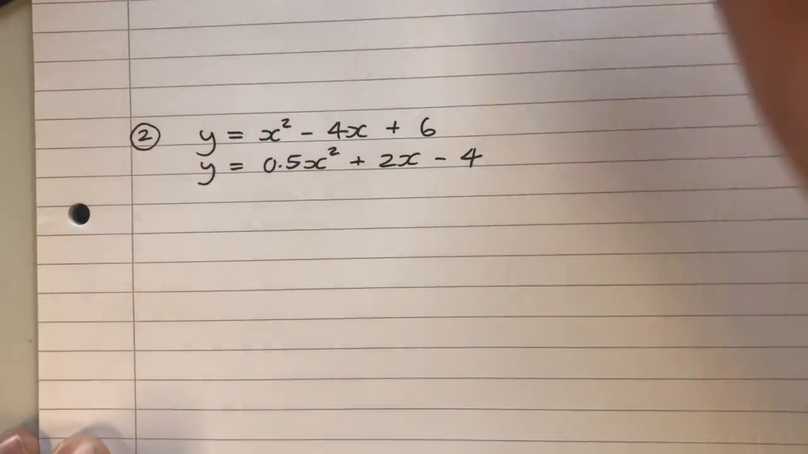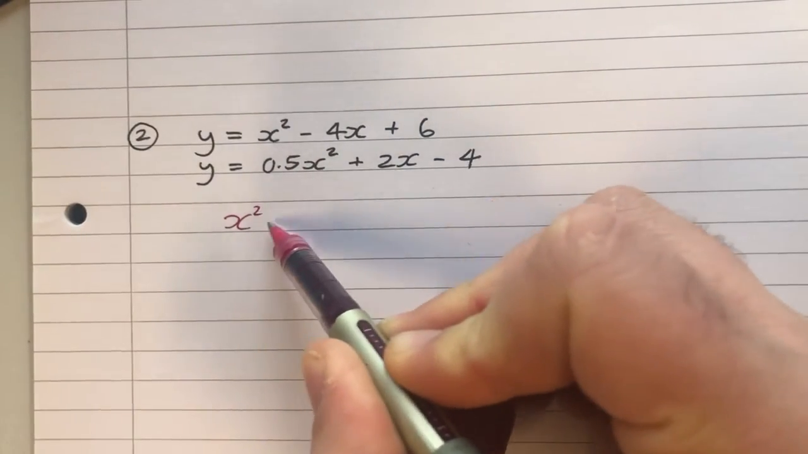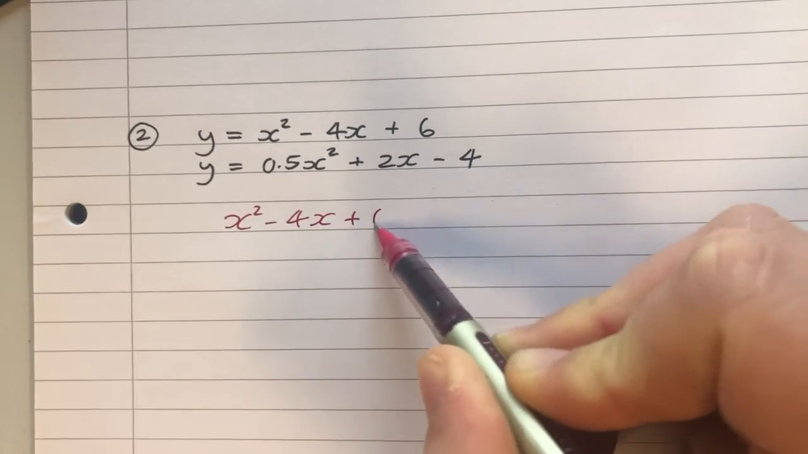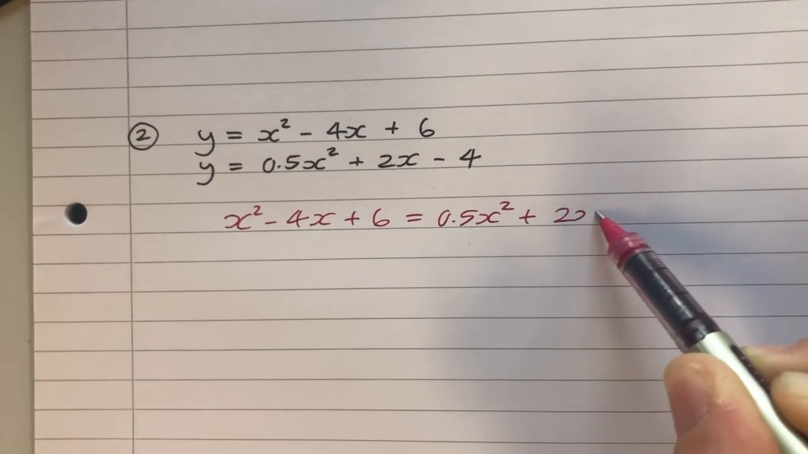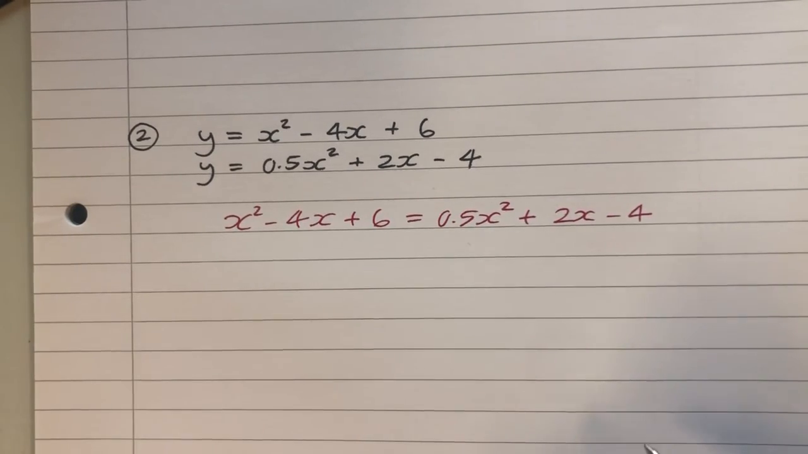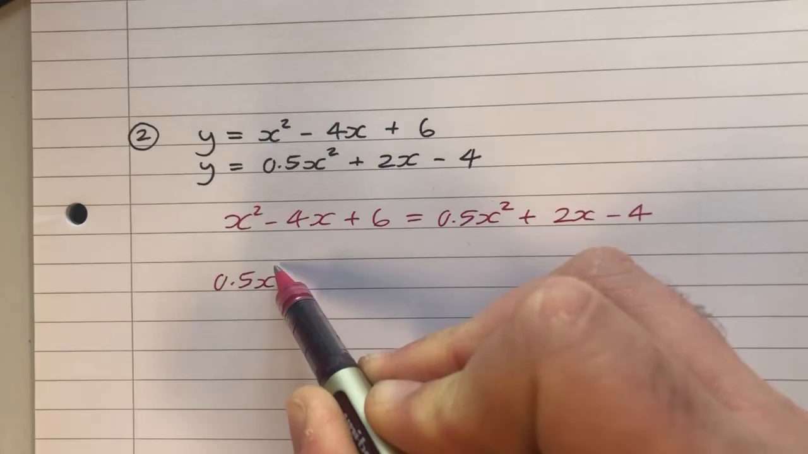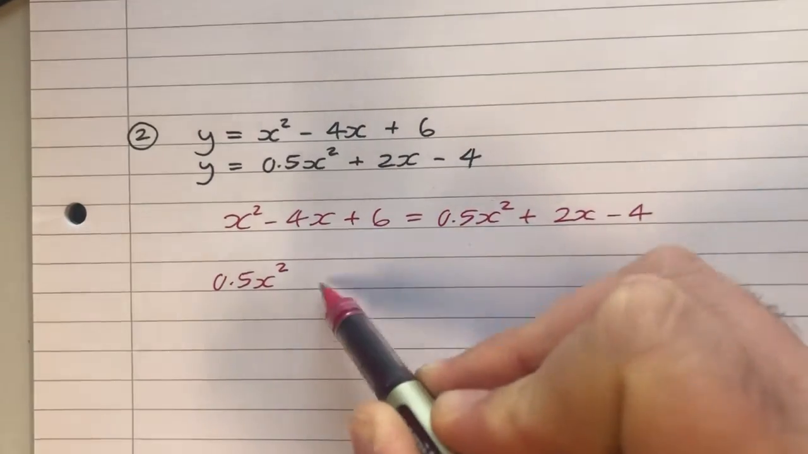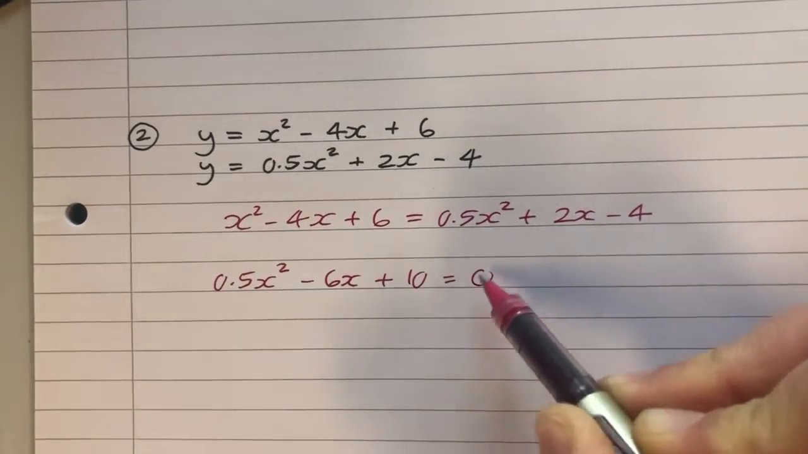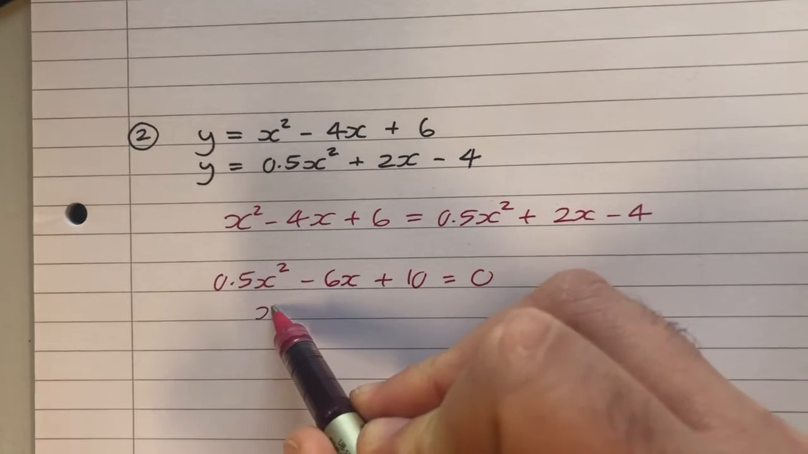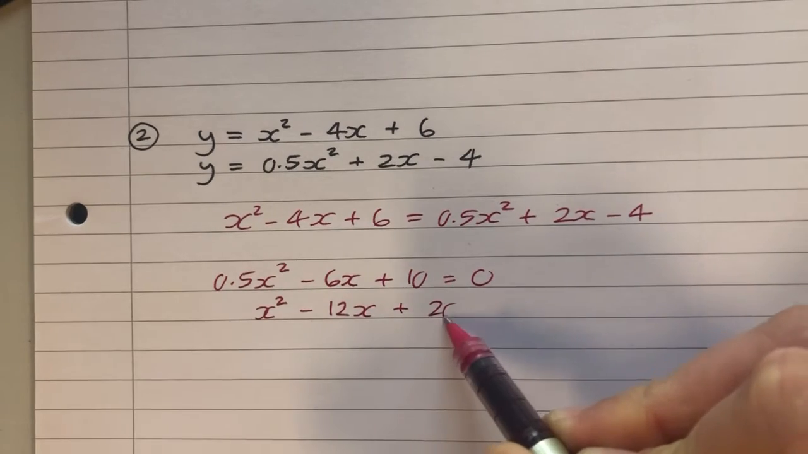Second example, exactly the same principle. We're going to equate the two. So x squared minus 4x plus 6 is going to be equal to a half x squared plus 2x minus 4. I'm going to subtract the half x squared over this side this time, again so that my x squared is positive, but of course you don't have to do that. Minusing 2x, it's minus 6x. And then adding 4, so that's plus 10, equals 0. And then I'm just going to times it by 2, just so that my coefficient of x squared is an integer. But again, you don't have to do that.